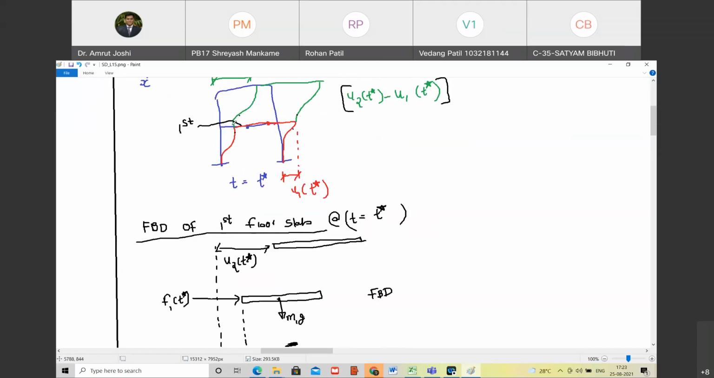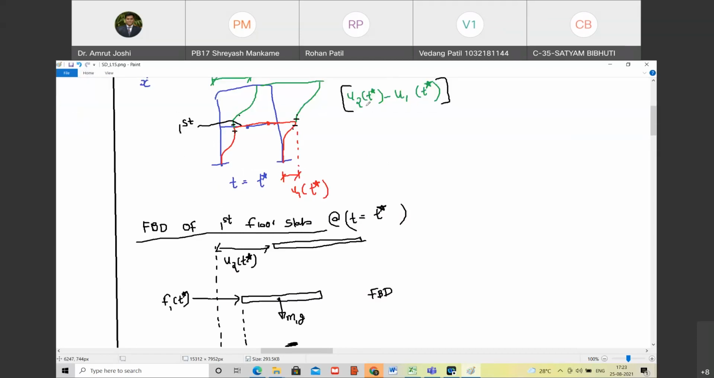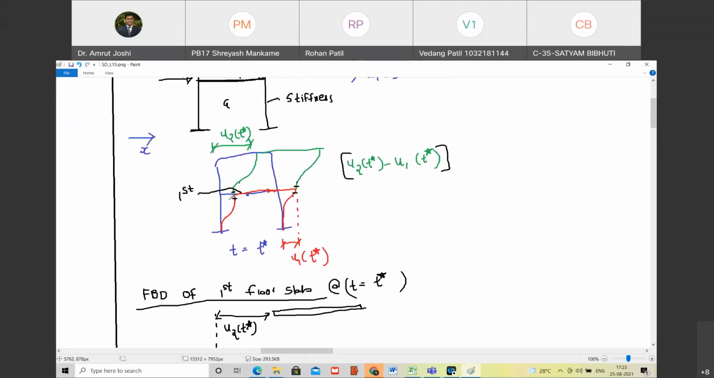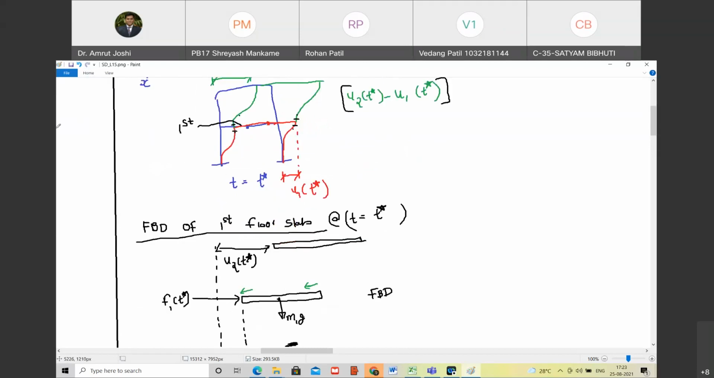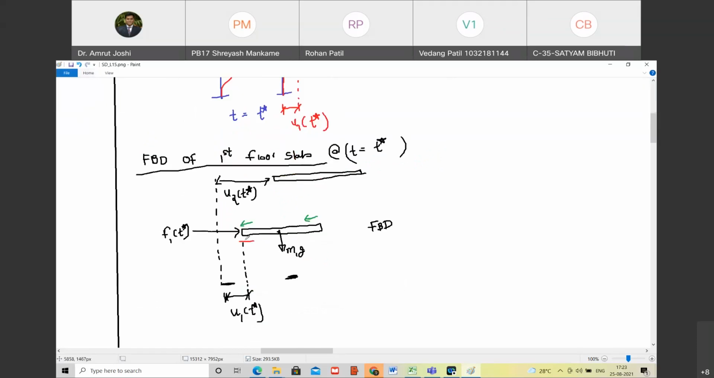I will have to cut this slab from these columns. 1, 2, 3, 4. So I am going to have 4 reactions. Do you agree with me? Yes, sir. Those 4 reactions I am going to show in this fashion. I am assuming U2 is greater than U1. Therefore, all these reactions are going to be towards left. Happy? Yes, sir. And I am assuming U1 and U2 are positive. So therefore, all the reactions are towards left. Now, can you tell me how much each of these reactions is?